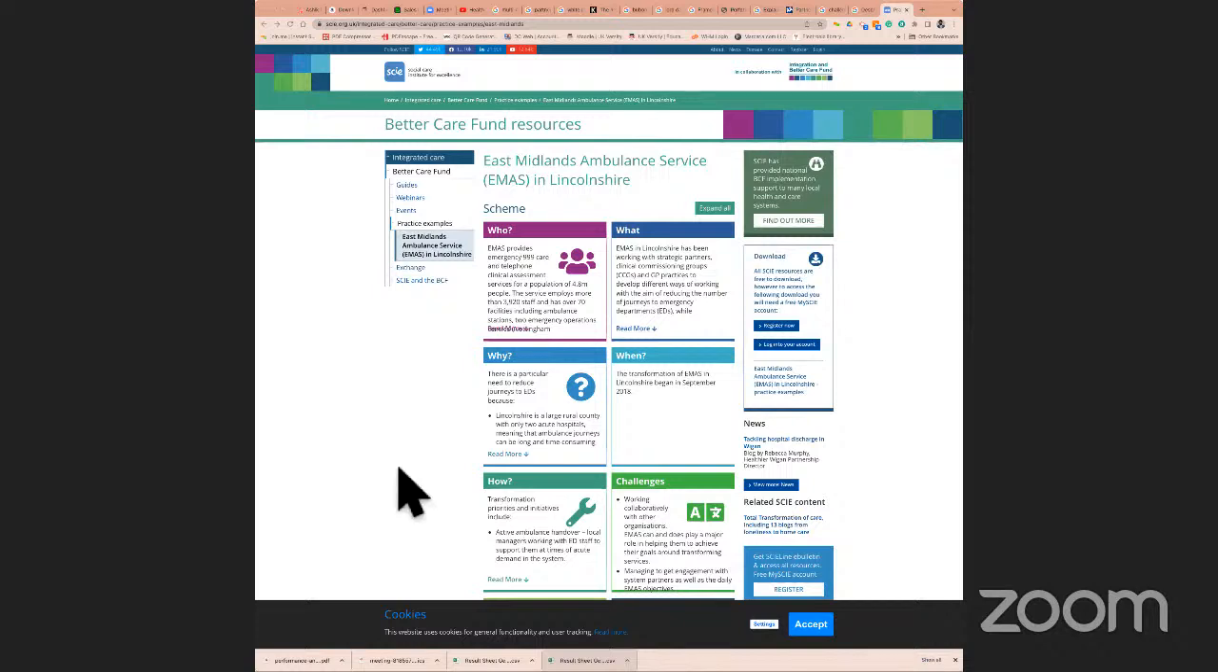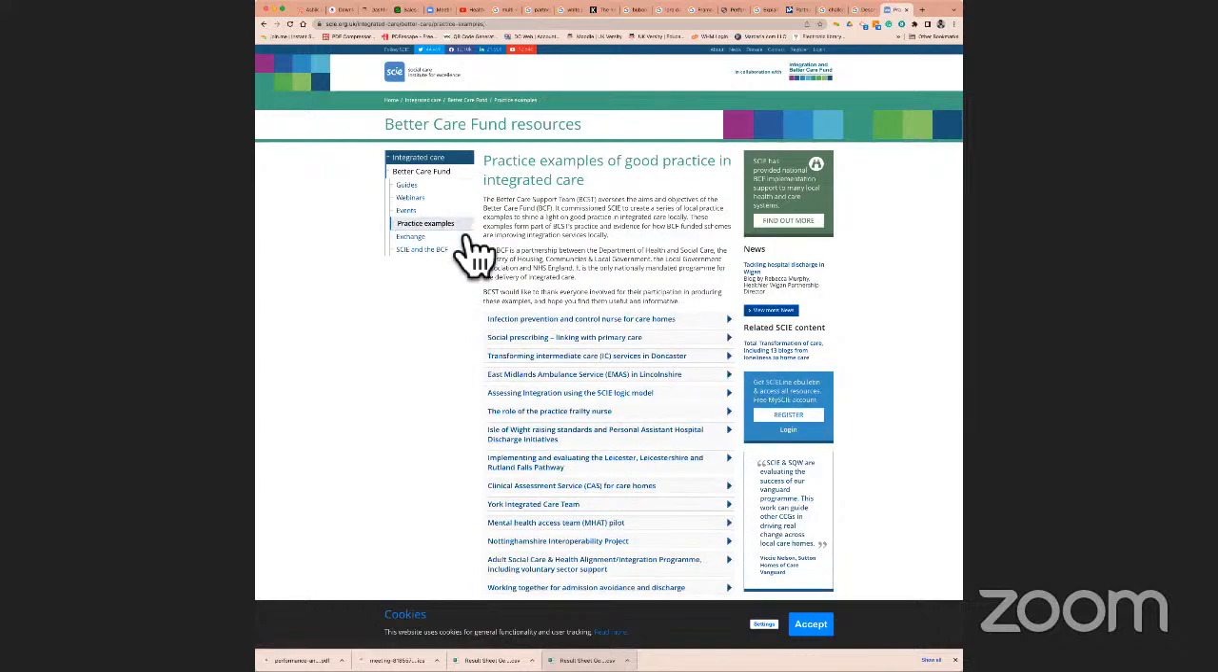And that could be in a way where you could talk about some of the practical examples of how integrated care or best practices can be used to deliver integrated care. And I would suggest reading this particular website and picking out a particular article for the purposes of completing this particular task. Now, taking you back to the slide.